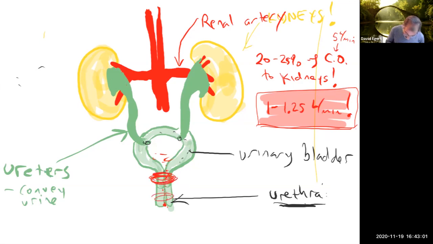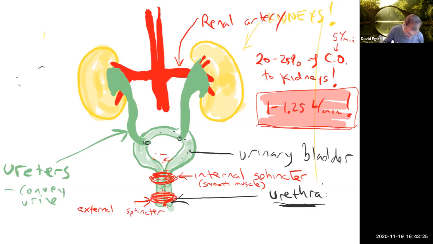So there's going to be an internal sphincter, the internal urethral sphincter, which is made out of smooth muscle, and an external one, which is skeletal muscle. And these are going to be operated. One is autonomic. Obviously, the one that is smooth muscle is autonomic.